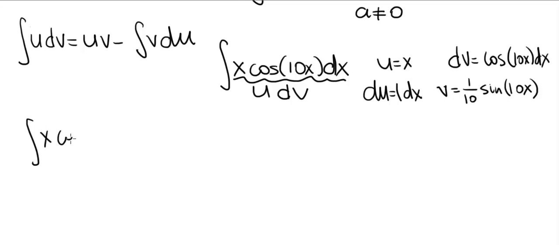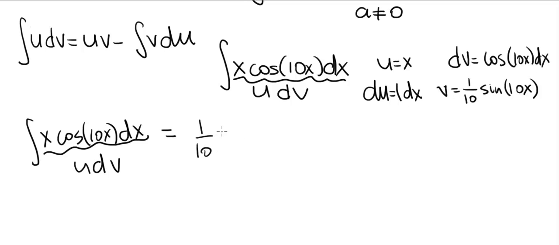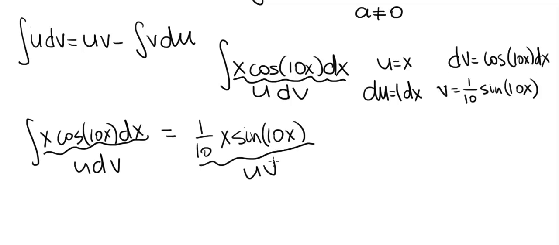Here is x cosine of 10x. This is our integral u dv. It is equal to u times v, so here u is x, v is 1/10 sine of 10x. That's 1 over 10 x times the sine of 10x. So there's uv, minus the integral of v du. That's just 1 over 10 times the integral of sine of 10x dx.